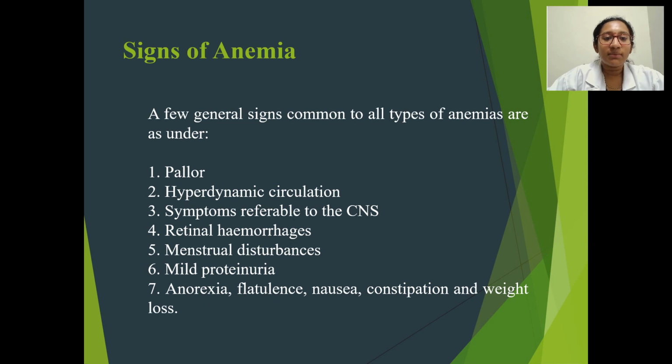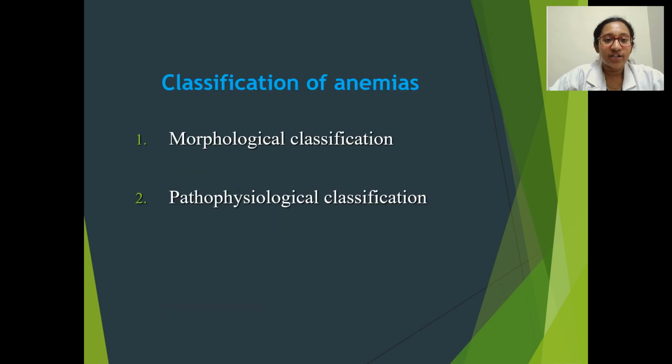Signs of anemia: a few general signs are common to all types of anemia, like pallor, which is the pale lower palpebral conjunctiva and decrease in blood content, which can be seen on the palms and lower conjunctiva. Then hyperdynamic circulation, tachycardia, and symptoms referable to the CNS like giddiness can be seen. Retinal hemorrhages, menstrual disturbances, and mild proteinuria can also be seen depending on the severity of anemia.